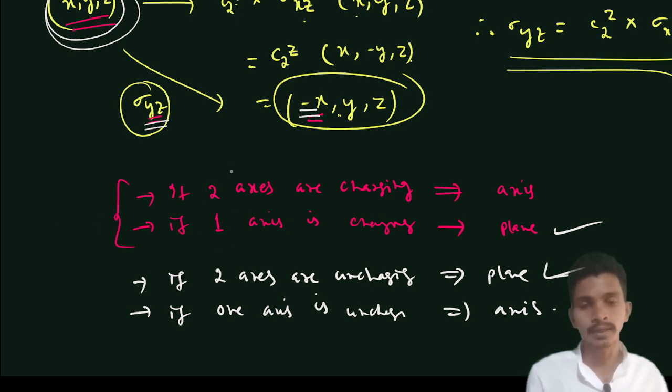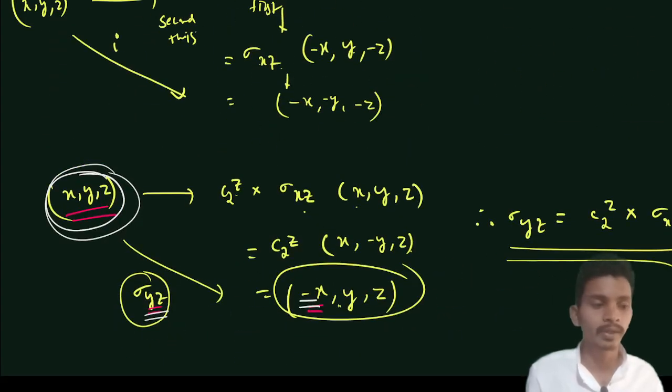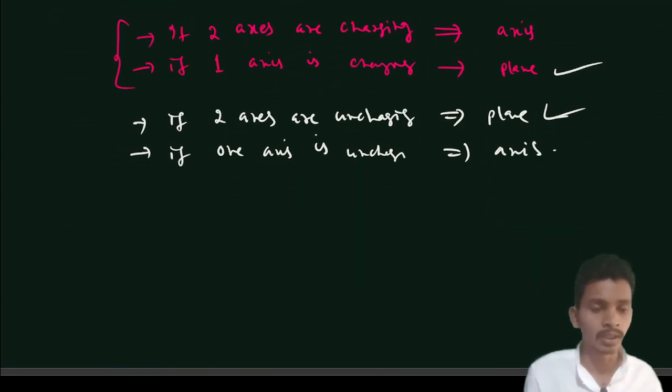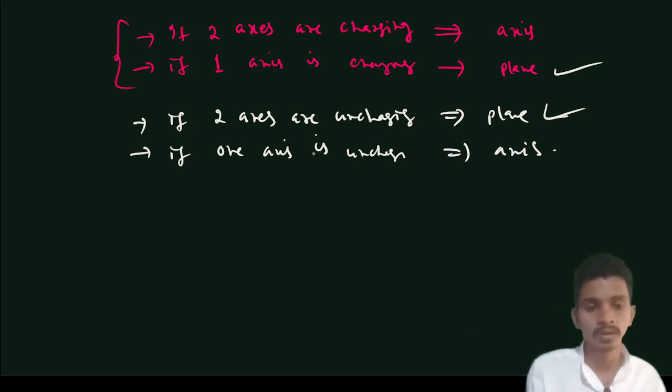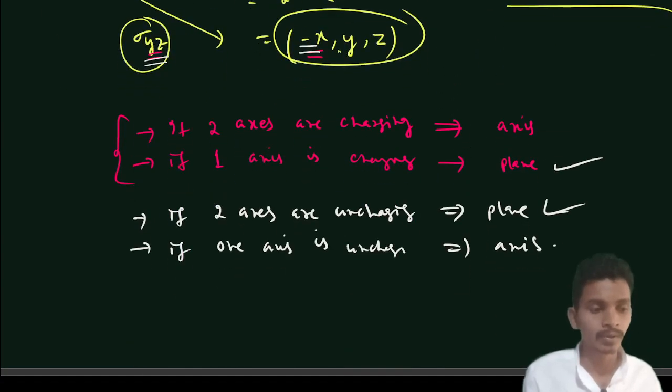Also, as a shortcut, if you directly want to apply it, if two axes are changing, then it has to be an axis, and if only one axis is changing, then it has to be a plane. Or if two axes are unchanging, then it has to be a plane, and if one axis is unchanging, then it has to be an axis. Okay. This will be needed whenever we study multiplications while making group tables, to make the point group. Okay.